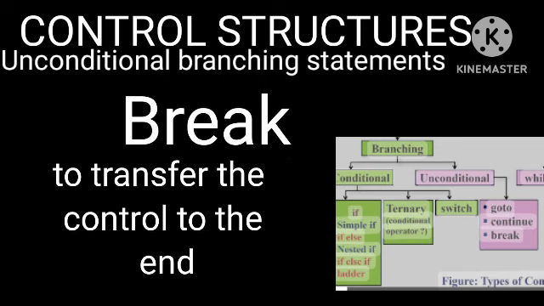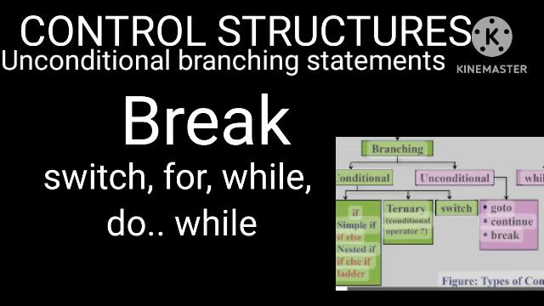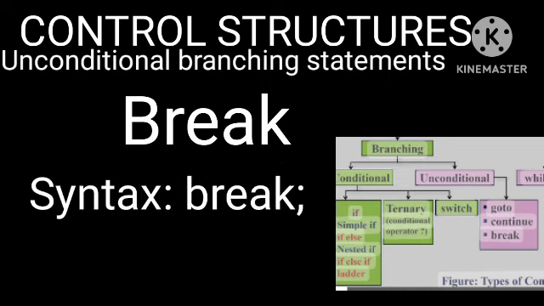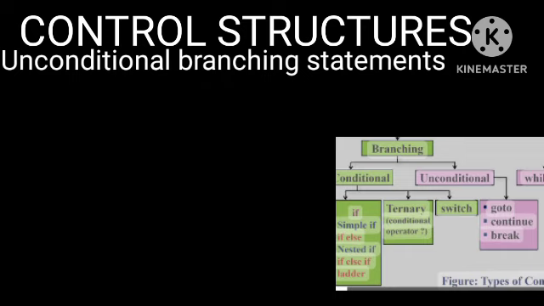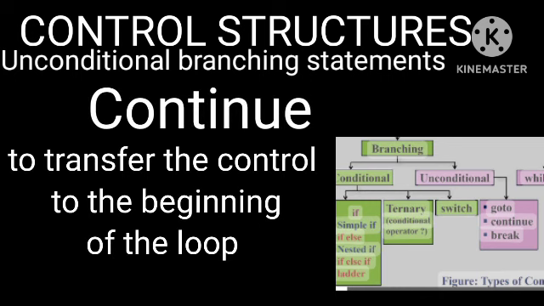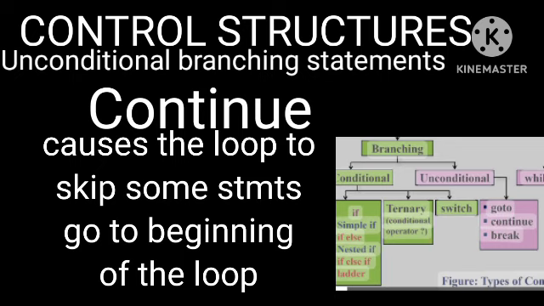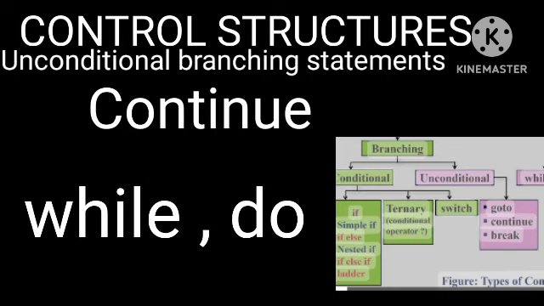Break is an unconditional statement used to transfer the control to the end of the loop. It is mostly used in switch, for, while and do while. The syntax is break. In unconditional branching statements, let's talk about the continue statement. It is an unconditional statement which is used to transfer the control to the beginning of the loop. When continue is used, it causes the loop to skip some statements and go to the beginning of the loop. The continue statement is mostly used in while and do while statements.